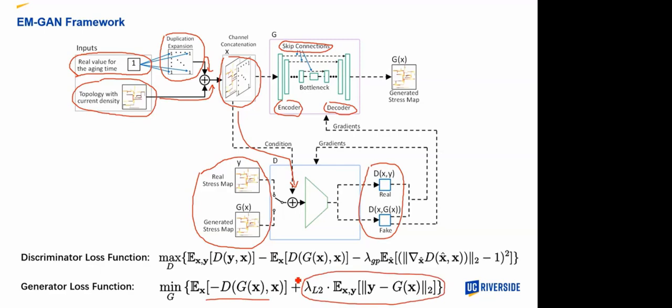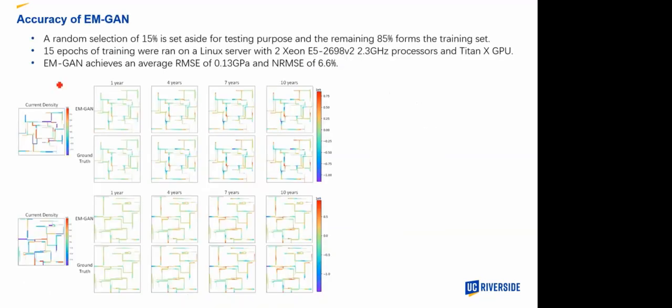results accuracy. For the training of the EM-GAN model, we randomly selected 15% of the dataset for testing purposes and used the remaining 85% to form the training set. The model was trained for 15 epochs, and our test results show that the EM-GAN achieves an average root mean square error of 0.13 gigapascal. This seems to be a quite large value, but when you consider the full range of the stresses, as you can see in the color bar, the stress value usually varies in the 2 gigapascal range.